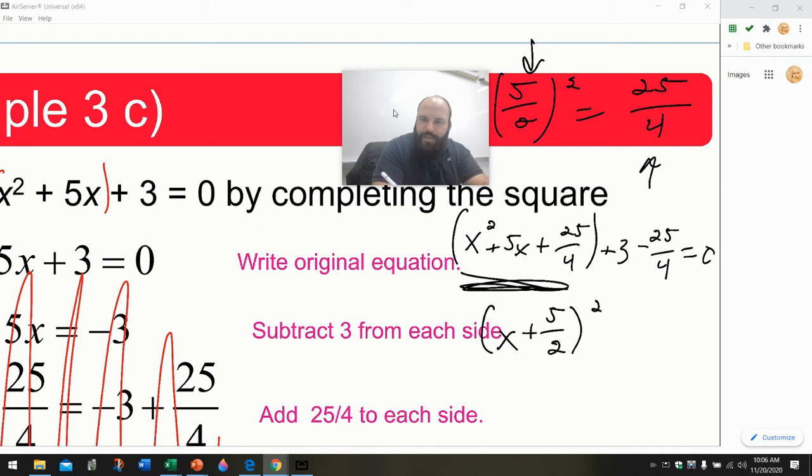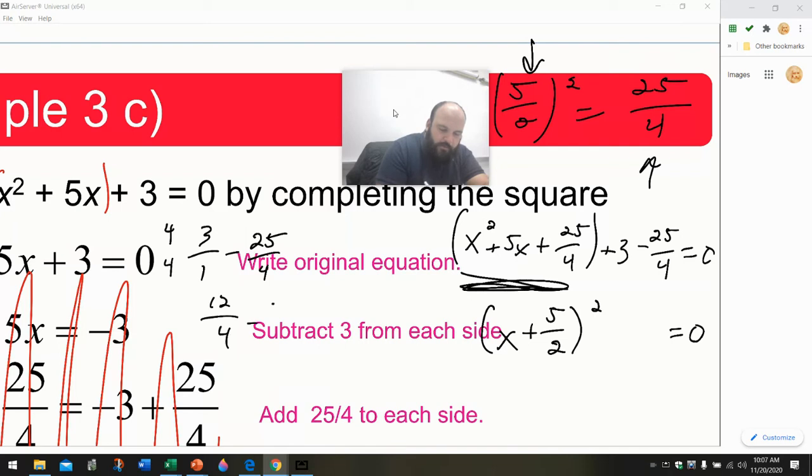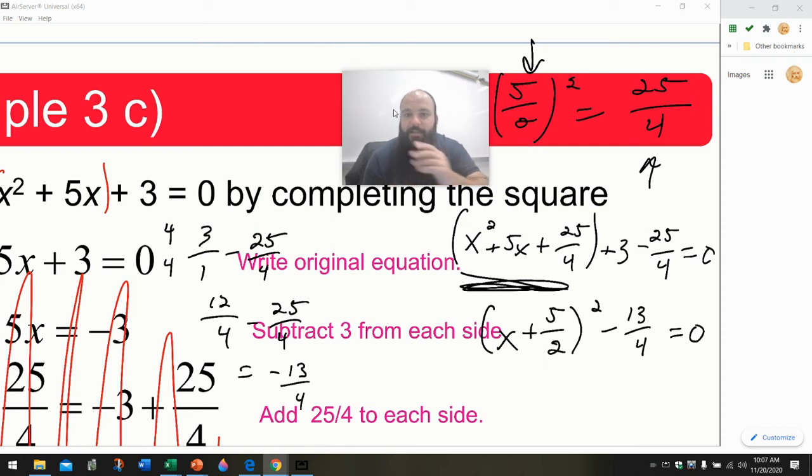And then we have the 3 minus 25/4. Now, I do need to clean that up. I'm going to do that off to the side. 3 over 1 minus 25 over 4. The 3 over 1 gets multiplied by 4 over 4, so I get 12 over 4 minus 25 over 4, and that gives me negative 13 over 4. So this becomes negative 13 over 4, like that.